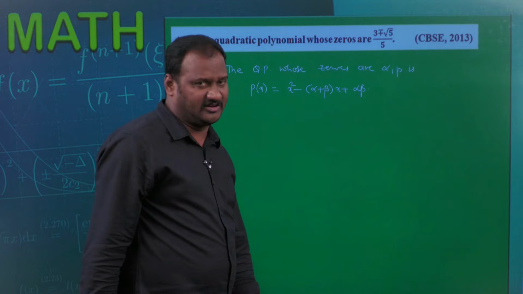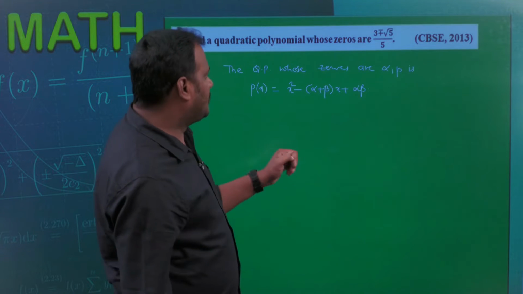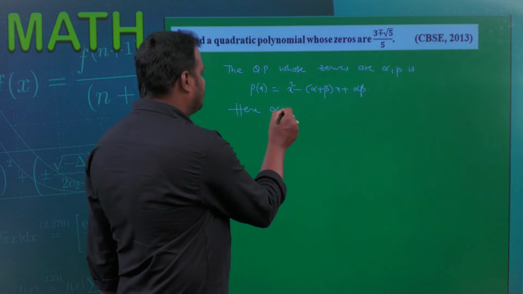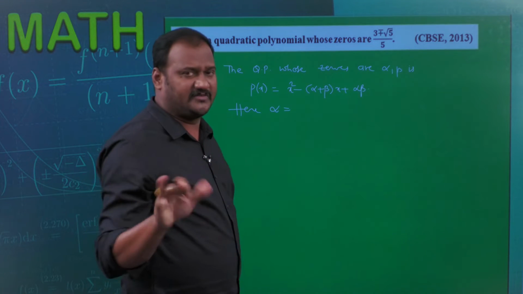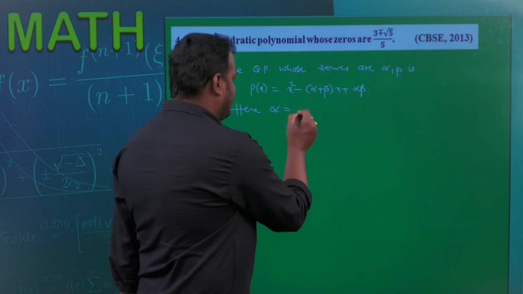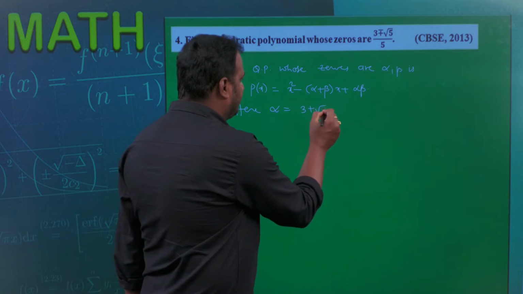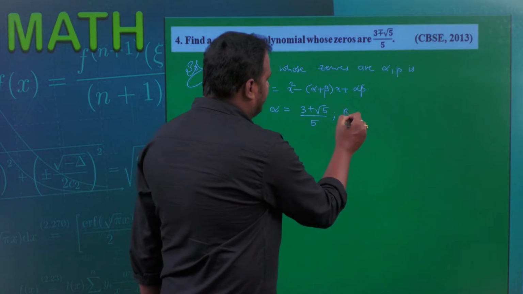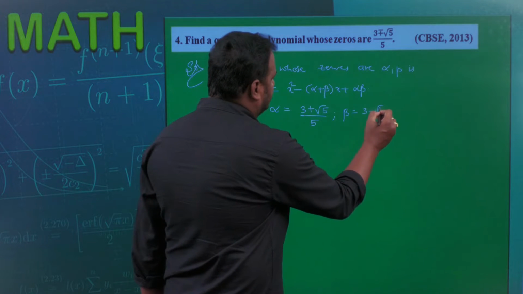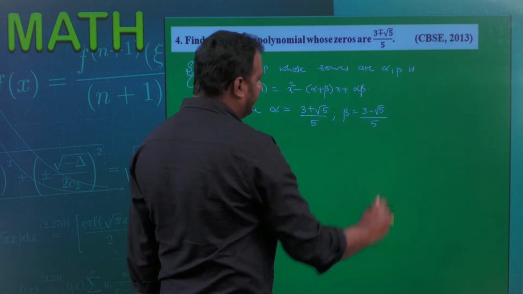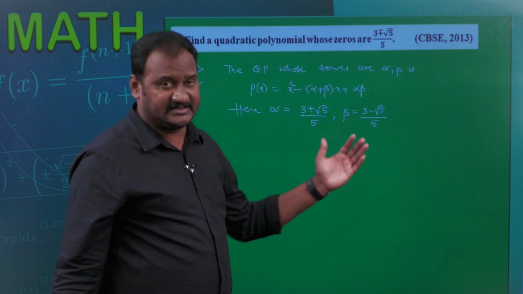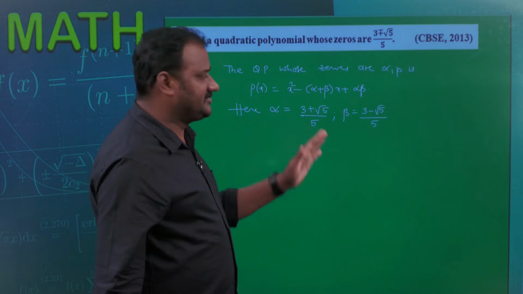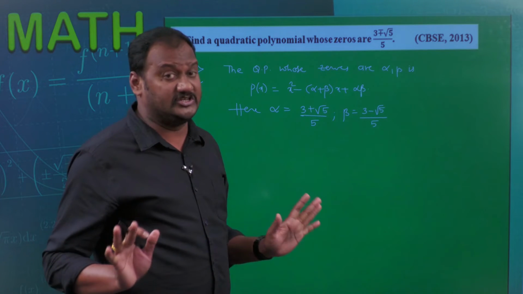We already discussed all these things, right? Now what is alpha, what is beta? Here the value of alpha is going to be with positive or with negative sign. But the first one is 3 plus root 5 divided by 5. And what is the second zero? The second zero, that is beta, is equal to 3 minus root 5 divided by 5. Is it compulsory taking alpha as 3 plus root 5 by 5? No, not at all. If you want to take this one as alpha and this one as beta, that is absolutely your wish. No issues at all.